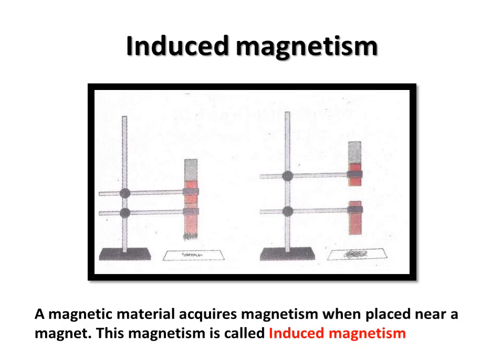You will see that iron filings stick to the iron bar when the magnet is near it and fall off as soon as the magnet is taken away. That is, the magnetism in the bar vanishes. So what can we conclude from this? A magnetic material acquires magnetism when placed near a magnet, and this magnetism is called induced magnetism.